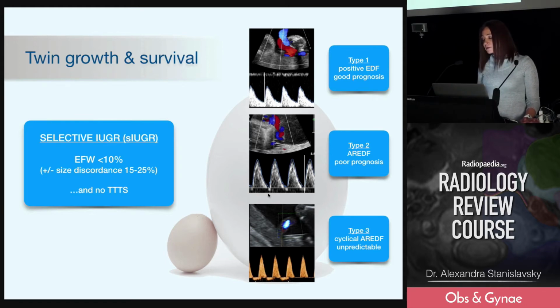And there's another subtype called type 3, where there is intermittent absent or reversed end-diastolic flow, and prognosis is somewhere between type 1 and type 2. So it's not as bad as type 2, but certainly it's worse than type 1, and you can have unexpected fetal death in utero.